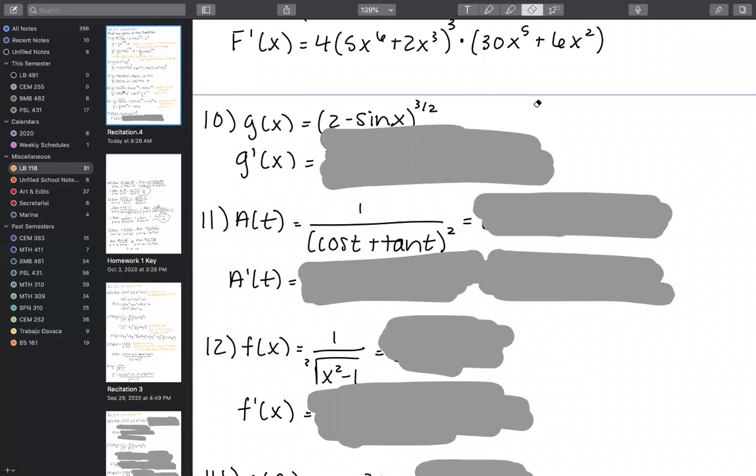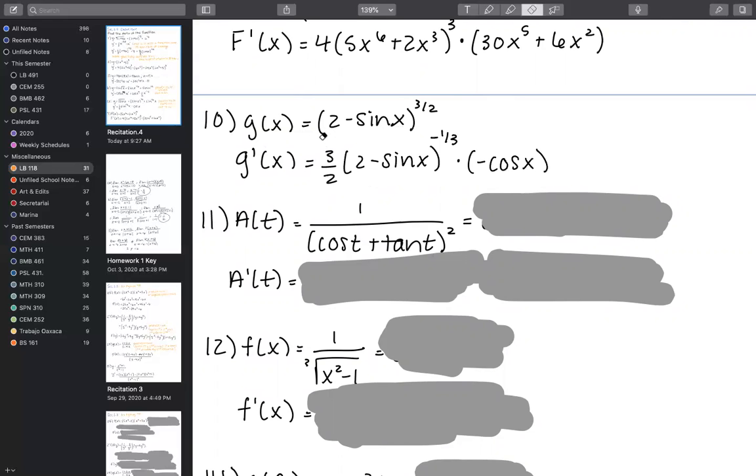Okay, number 10. So like the last one, we're going to start with the fractional power. We're going to drop the 3/2 and reduce by 1. I feel like I might have made a mistake. Yeah, this is a mistake. So this should be 1/2. So 3/2, we're going to keep the inside the same, and then we'll take the derivative of the inside.